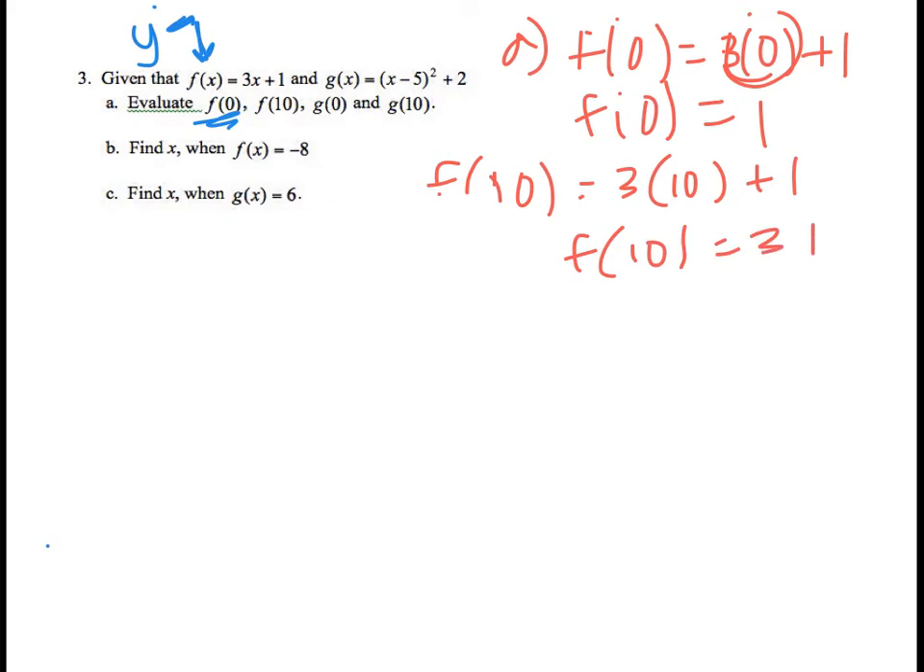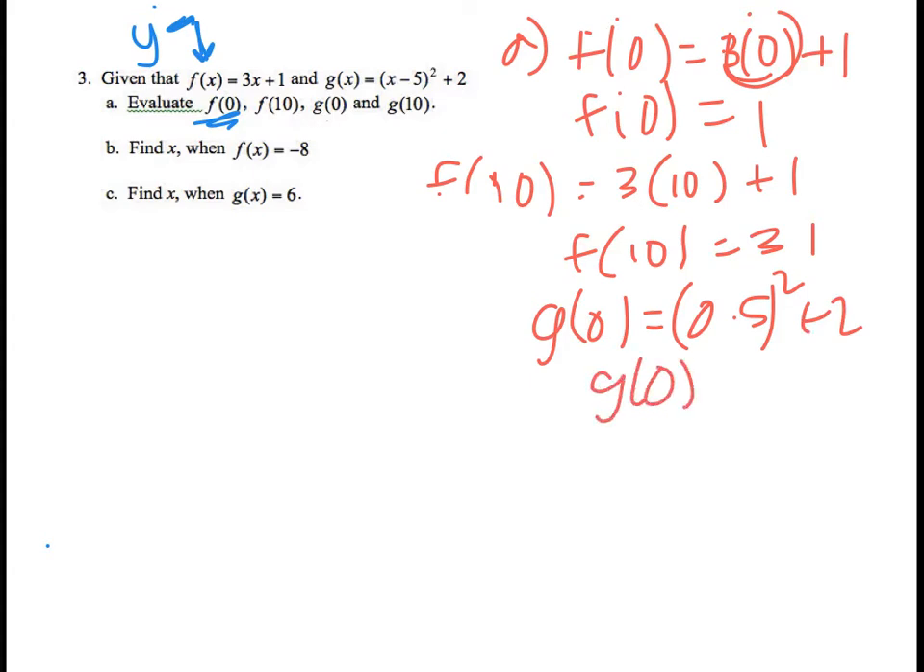Okay, you can do the exact same thing for g of 0, but with g, I'm going to use the equation that's g of x. So let's do g of 0, is equal to 0 minus 5 squared plus 2. Well, 0 minus 5 is negative 5. Negative 5 squared is 25, so plus 2, and g of 0 is 27. I'll let you work g of 10 out on your own just because I'm running out of room here.